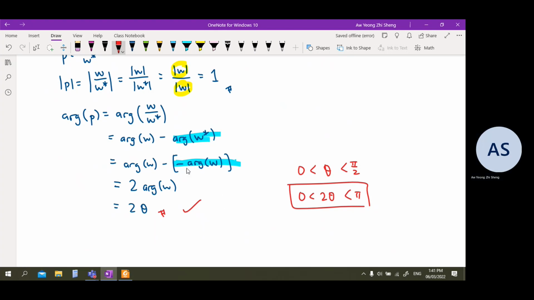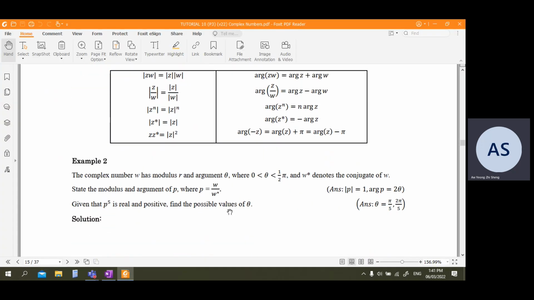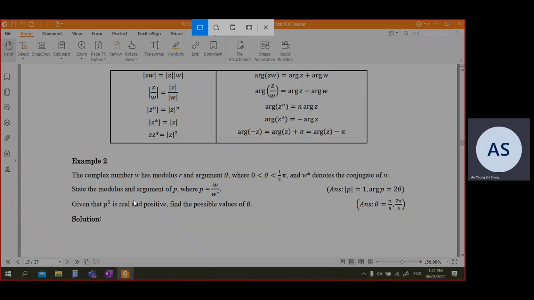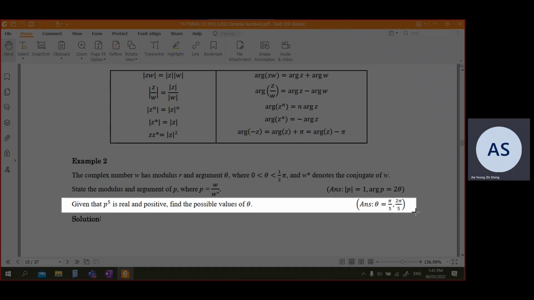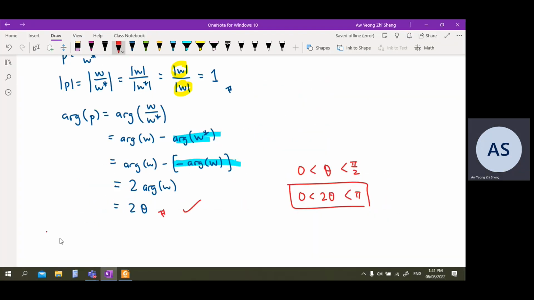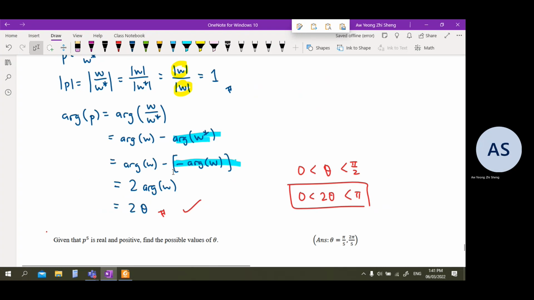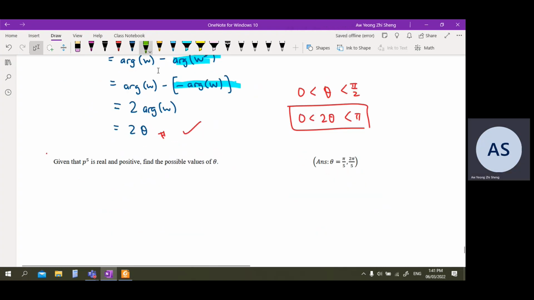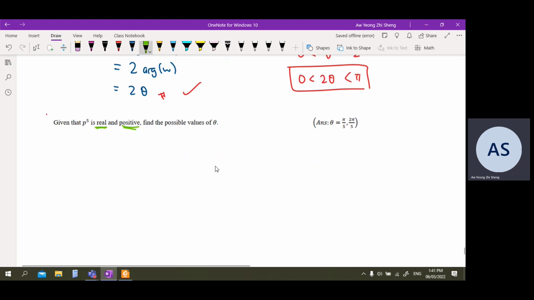Right. The next part of the question is more tricky. It says, given that p power 5 is real and positive, find the possible values of theta. So p power 5 is a real number. When a number is real, then it makes sense to talk about whether the number is positive or negative. So it is a positive real number. Find the possible values of theta.